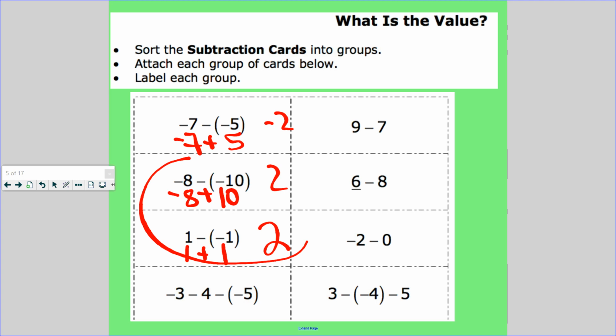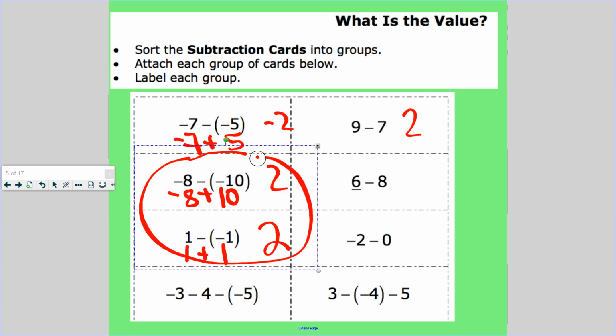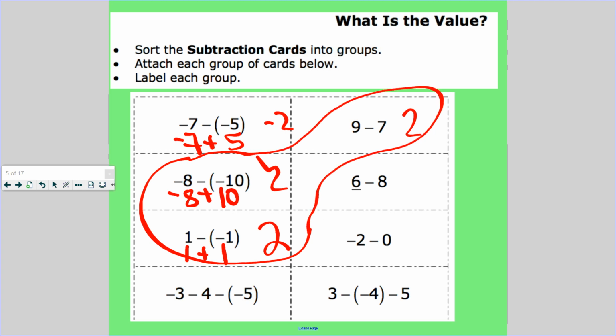So we know that these share a commonality. 9 minus 7 is 2. This shares a commonality with this. 6 minus 8, 6. And I go back 8 spaces. That'd be -2. But add the opposite. 6 plus -8 is -2. These two are the same. -2 minus nothing is -2.